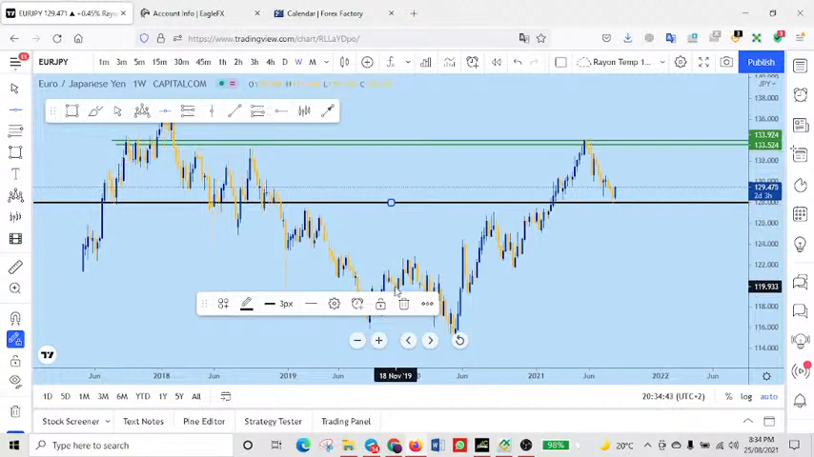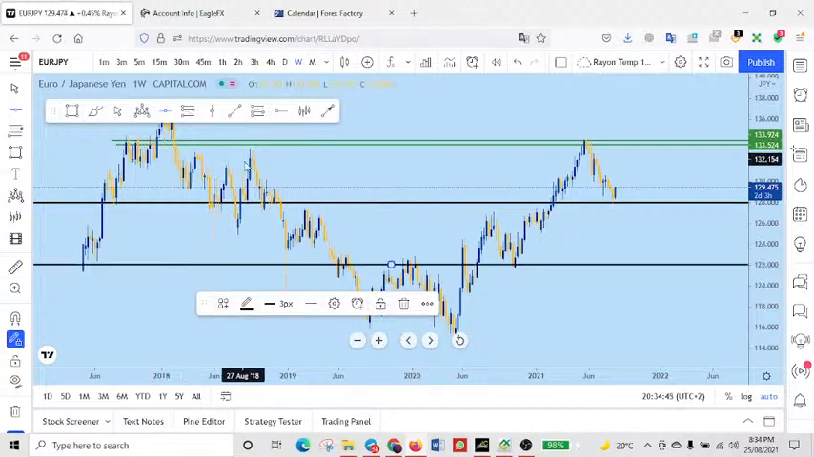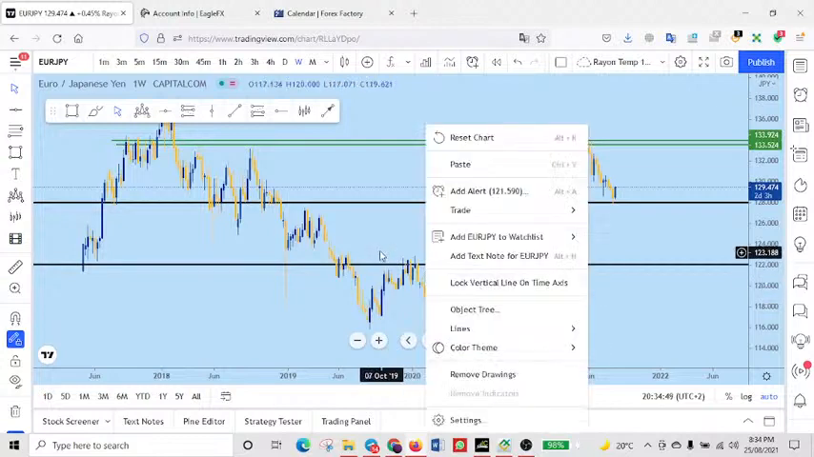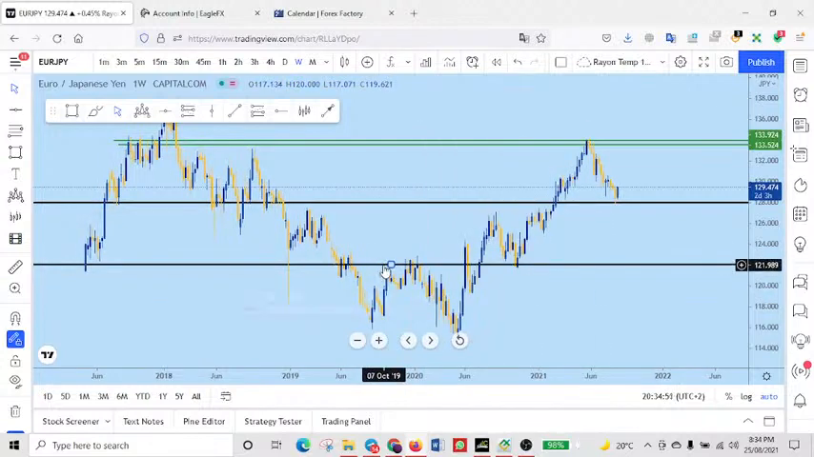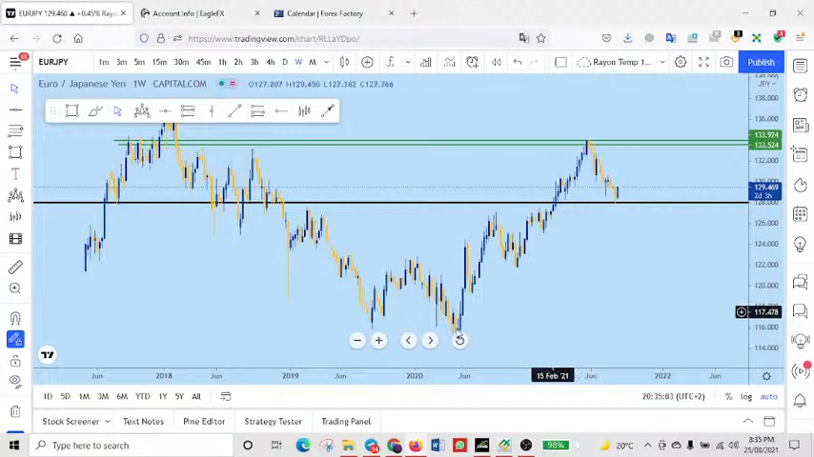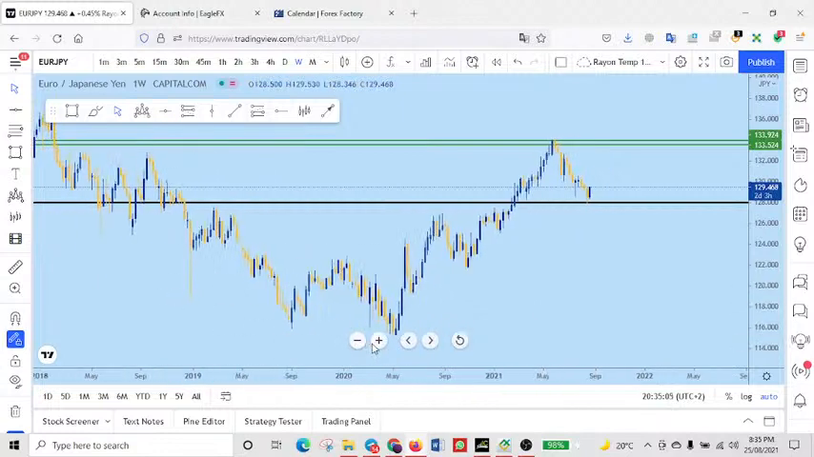Okay, let's move on again. Look at this level as well. This is another key level, and another level here, and another level here. We are not going to fill our chart with lines, because if you do that, you're just going to end up confusing yourself. So now let's do this, guys.